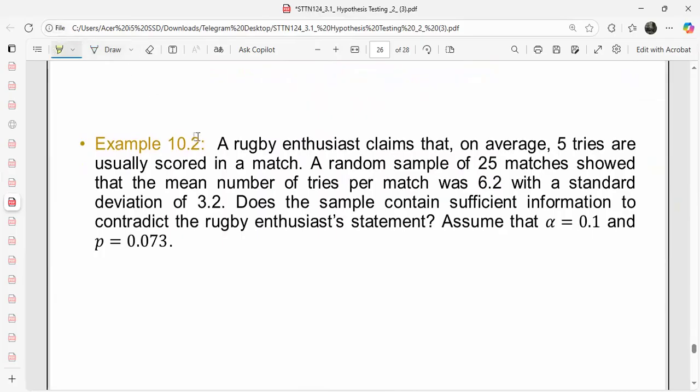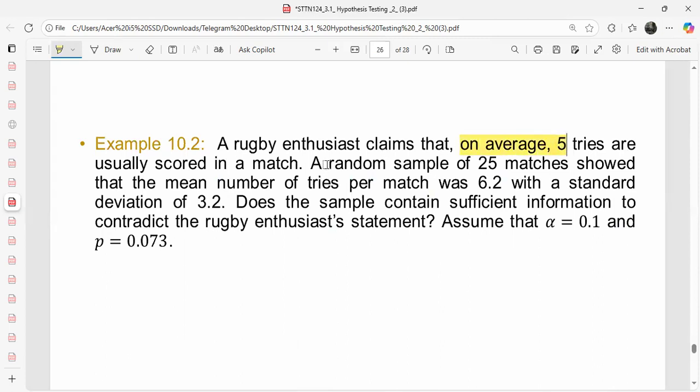Always make sure that when you're given a statement or a scenario like this, you highlight the keywords or the important values here. You see, a rugby enthusiast claims that on average, 5 tries are usually scored in a match. This will be our population mean here.